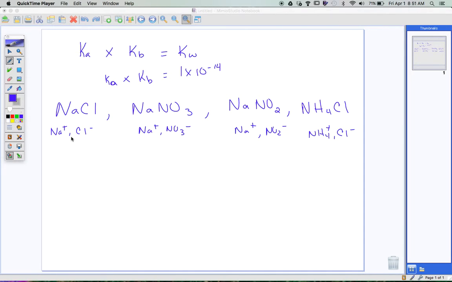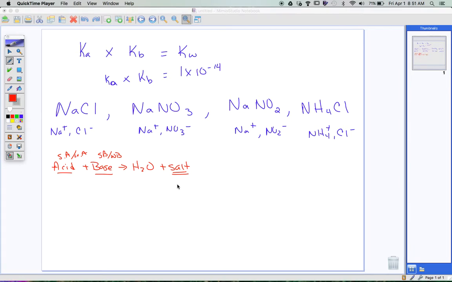Okay, these cations and anions, we're going to look at them as if they came from a weak acid or a strong base. Because remember, if you have an acid plus a base in a neutralization reaction, it'll make water plus a salt. So the salt's what we're looking at. So we're going to go back and figure out whether it came from a strong acid or a weak acid, or a strong base or a weak base.